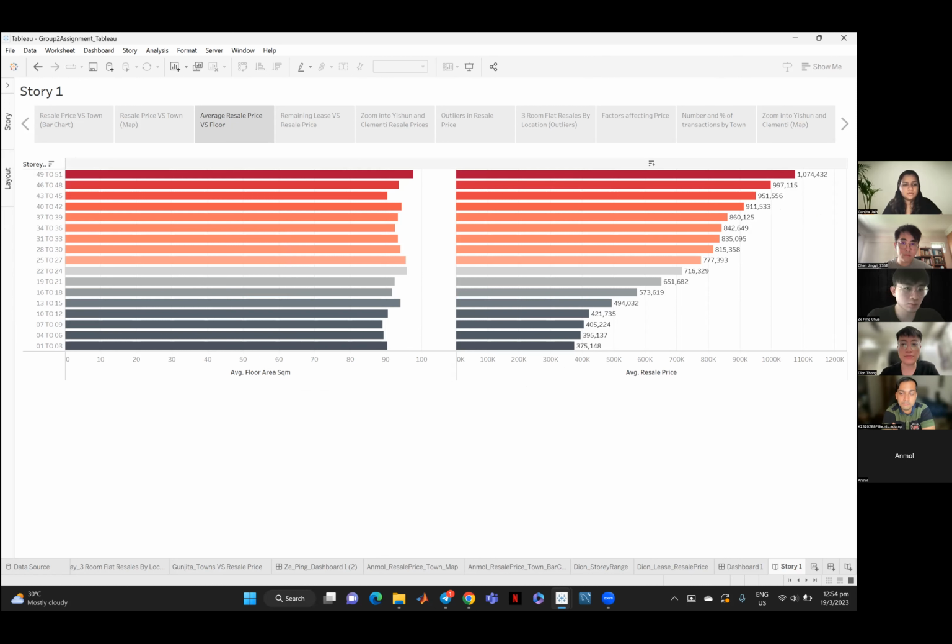This is likely because higher floor flats deliver a better view of the surroundings and receive less noise from the neighborhood. So I'm going to move on to the next visualization.